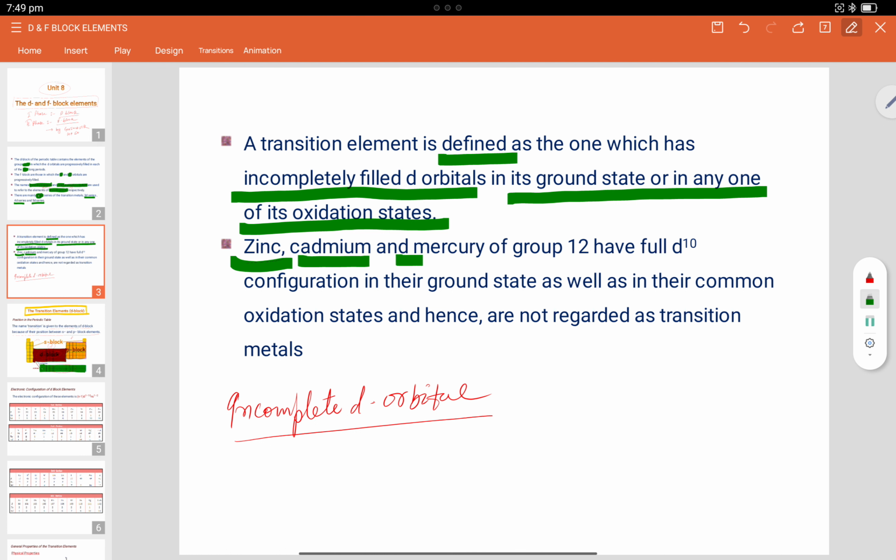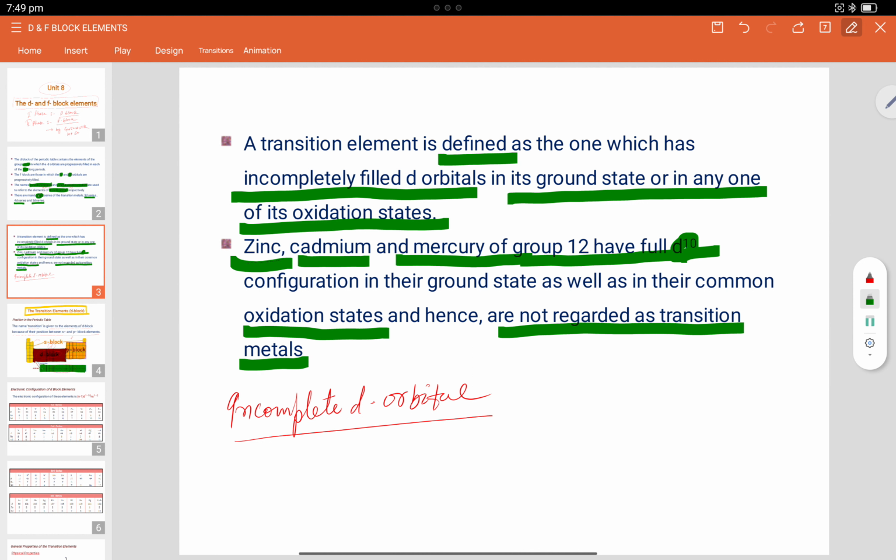Zinc, cadmium and mercury of group 12 have a fully filled d orbital, d10 configuration, in their ground state as well as in their common oxidation state, and hence they are not regarded as transition metals. They are regarded as pseudo transition elements or metals. So zinc, cadmium and mercury are regarded as pseudo transition elements.